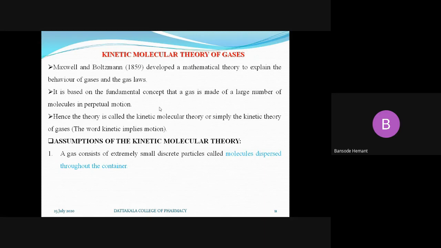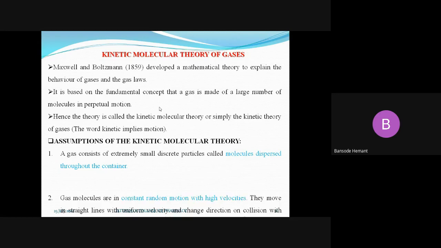As per the volume of that vessel or the container in which these gaseous molecules are present. This is the first assumption of the kinetic molecular theory: the molecules of the gas, or the particles, will get dispersed throughout the container.